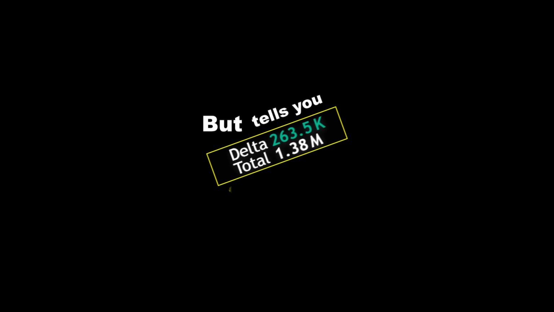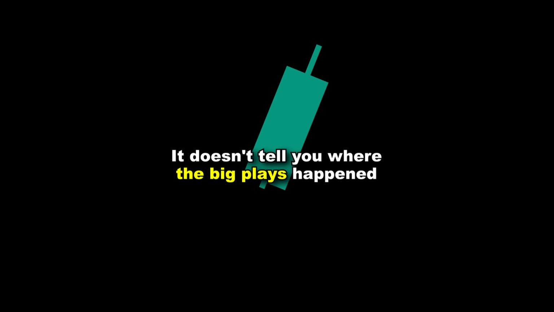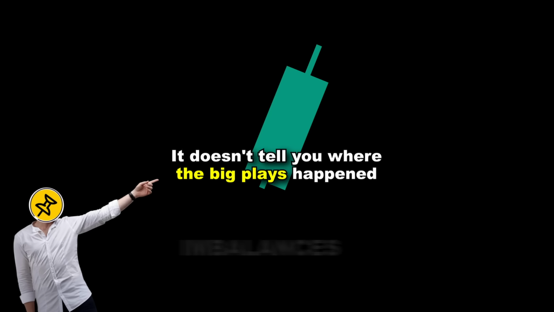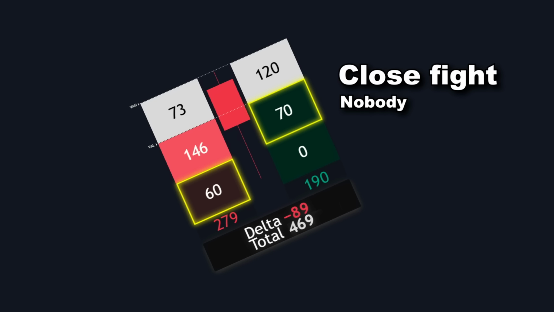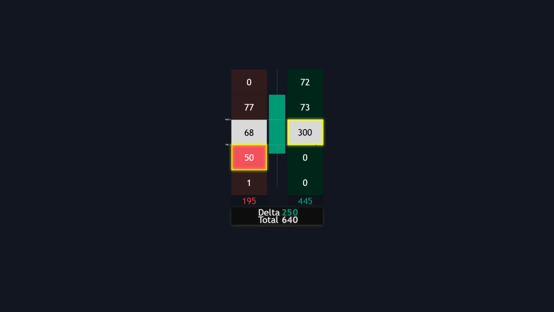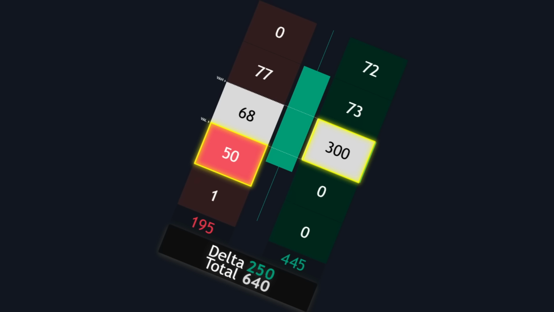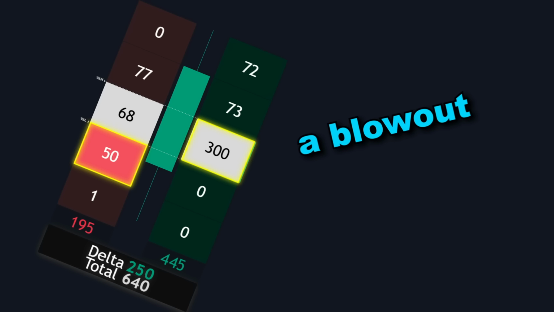But delta tells you the final score. It doesn't tell you where the big plays happened inside the candle. For that, you need imbalances. At most price levels inside a candle, buyers and sellers are roughly balanced. 60 contracts on one side, 70 on the other. Close fight, nobody dominating, but sometimes one side completely overwhelms the other at a specific level. You see 50 on one side and 300 on the other. That's not a close fight, that's a blowout.